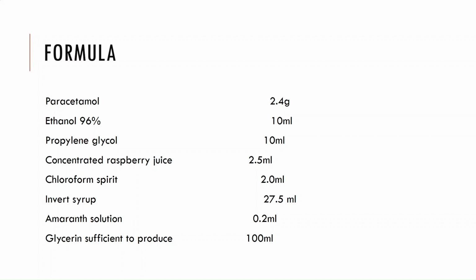Okay, so we have a lecture on reduction and enlargement of the formula, but this is a basic formula you can use. Okay, paracetamol, we need 2.4 grams. Ethanol 96%, volume in volume, we need 100 ml. No, sorry, excuse me, not 100 ml. We need 10 ml. Sorry for that, guys.